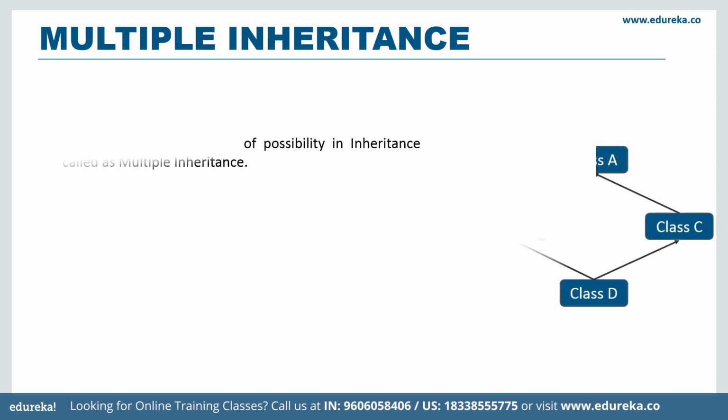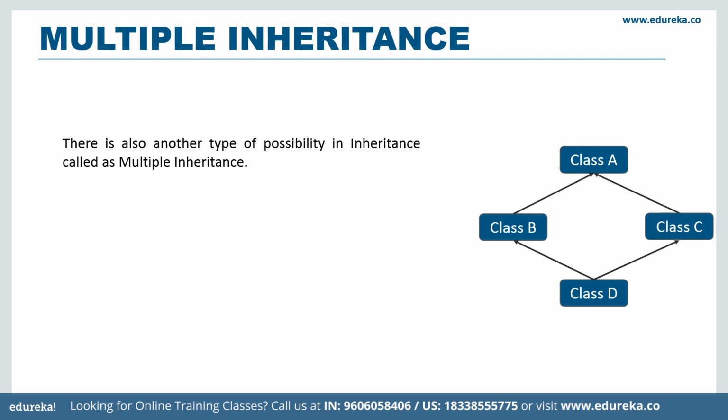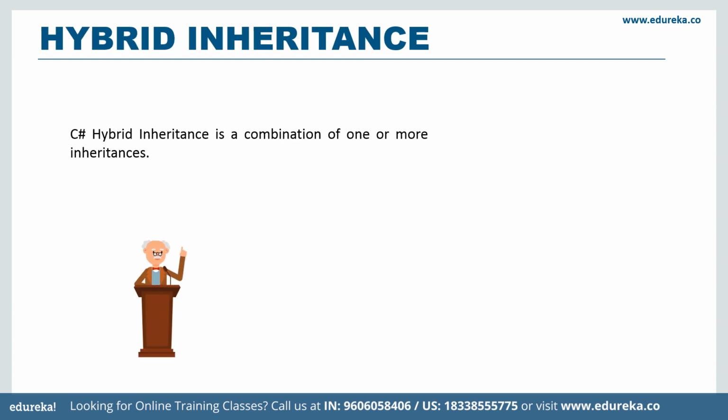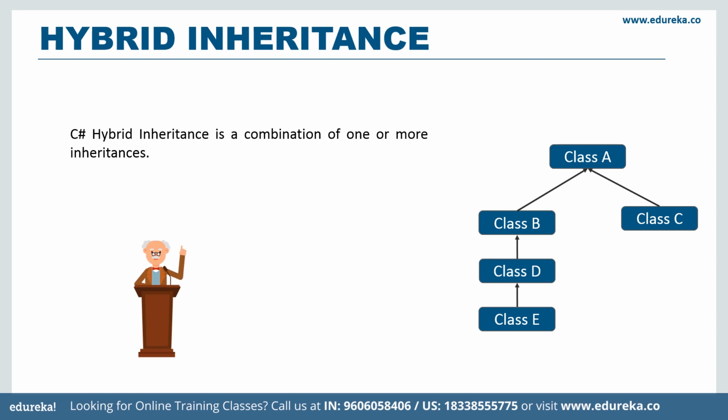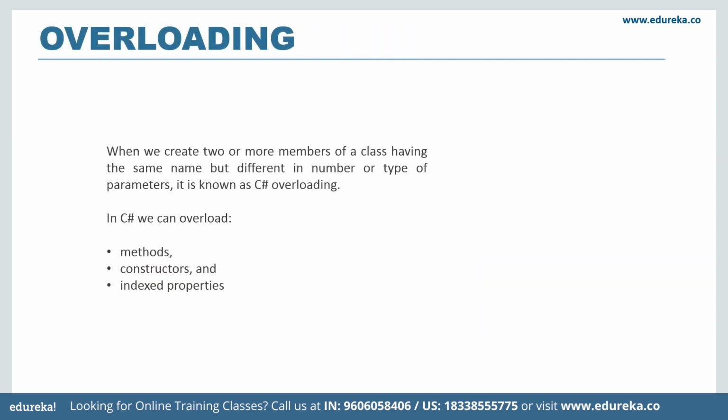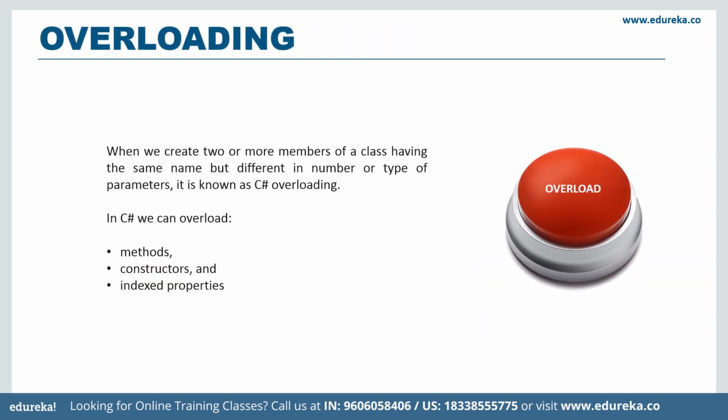Followed by that, we also have a few more types of inheritance, such as multiple inheritance and hybrid inheritance. But C# does not support multiple inheritance as well as hybrid inheritance. Moving ahead, we deal with overloading. When we create two or more members of a class having the same name but different number or type of parameters, then it is known as C# overloading. In C#, we can overload methods, constructors, and index properties. Now, let us try to execute a basic example to understand overloading in C#.